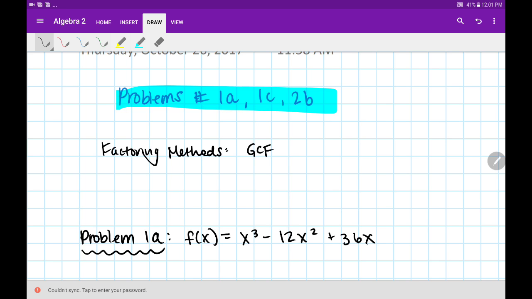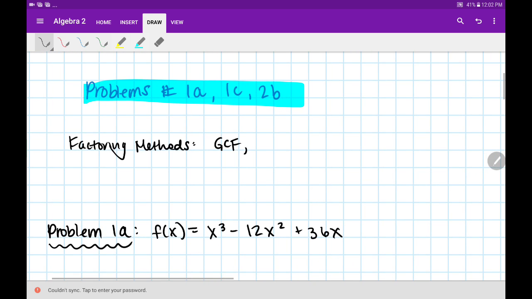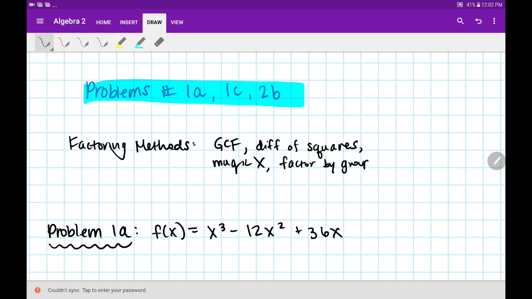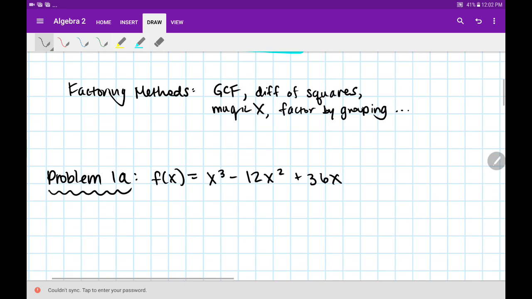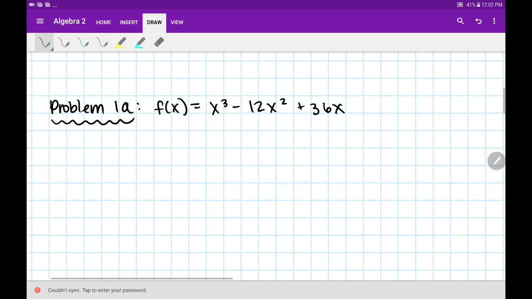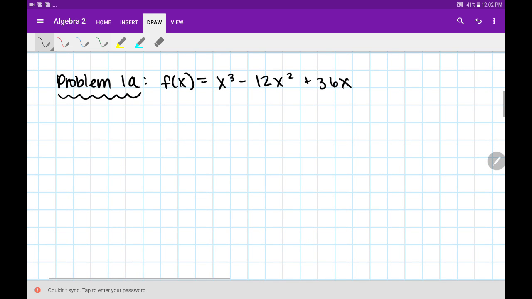include, first we always check if we can pull out a greatest common factor. We also know how to do difference of squares. We also know how to do magic X, factor by grouping, and a whole bunch more. So today we're going to see which ones work for these problems. Now they're not telling us what to try, so we have to look at it and discriminate between the methods. So in problem number 1a, we always want to check GCF first, no matter what problem we're doing.